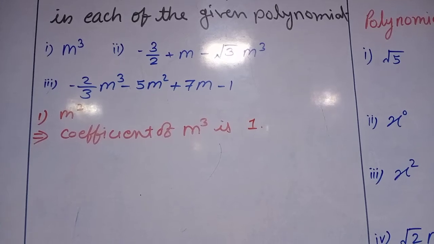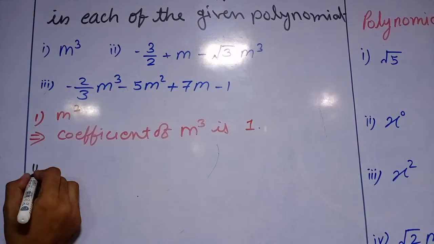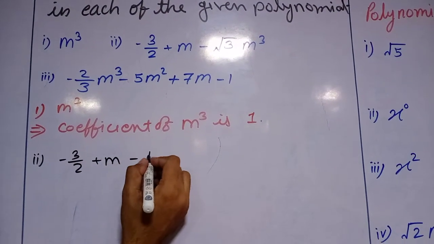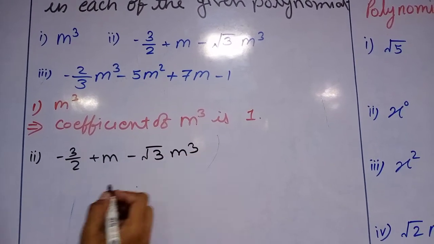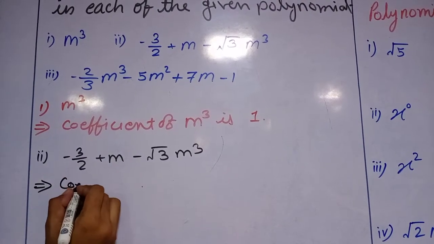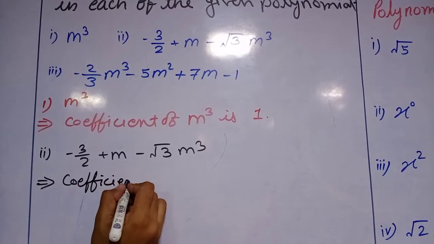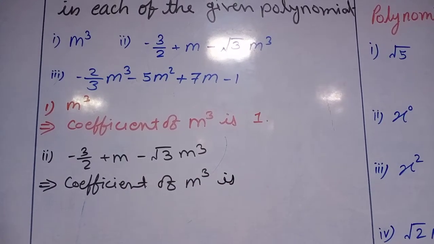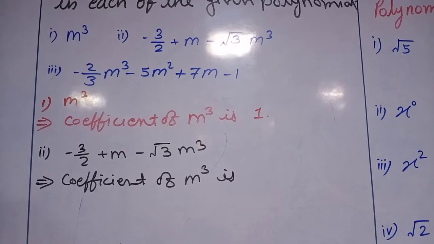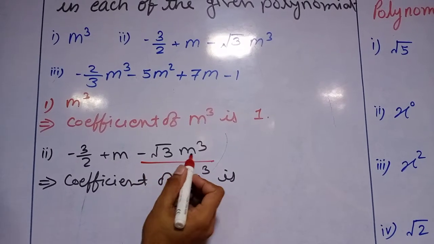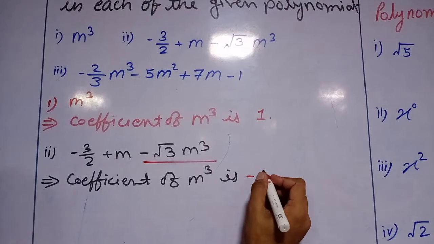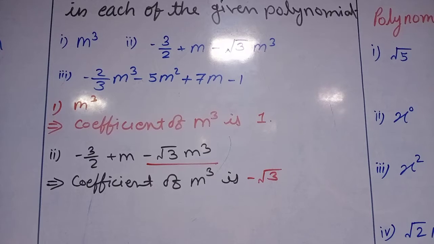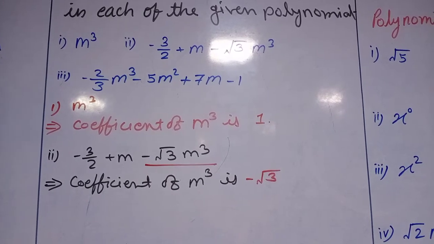Now the second one, that is minus 3 upon 2 plus m minus root 3 m cube. In this one, the coefficient of m cube is, you can see here we have minus root 3 m cube. Minus root 3 is the coefficient of m cube.